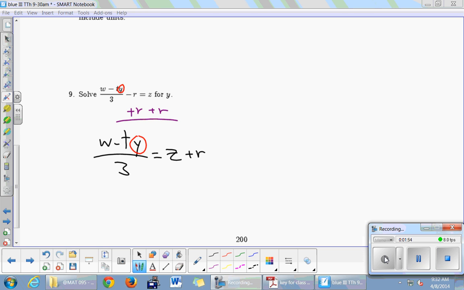Again, I'll circle the y. That's the thing we're trying to get by itself. So everything else needs to move. We have 3 pieces nearby the y. And again, only one of them is really ready for us to move to the other side. Is it the w, the t, or the 3? It's the 3. So how are we going to get rid of this division by 3? Multiply. So multiply both sides by 3.